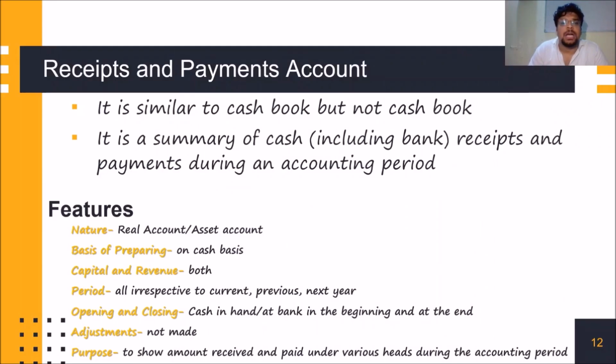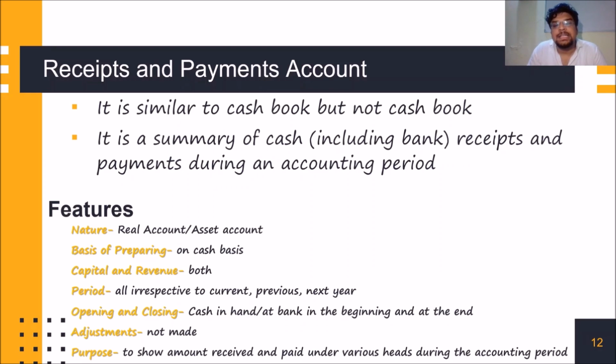Receipts and payments account. It is similar to a cash book but not a cash book. Treatment is done in a similar way, but we cannot call it a cash book. Why? Because in a cash book we record the entries on a daily basis or as per dates, but here we take the summary of cash, and when we say cash here we include bank transactions as well, right?